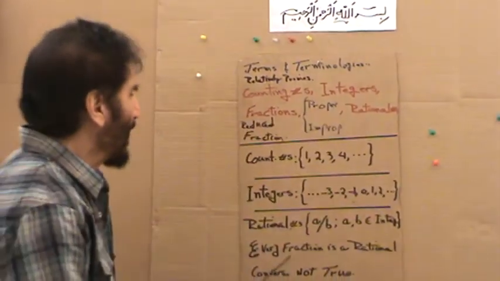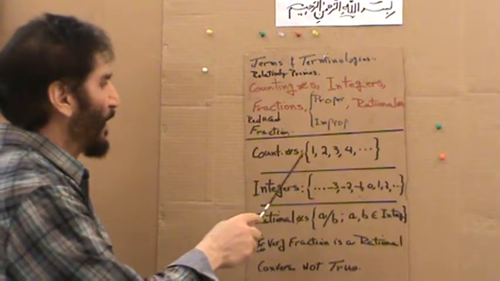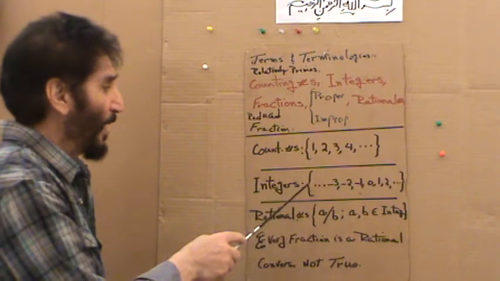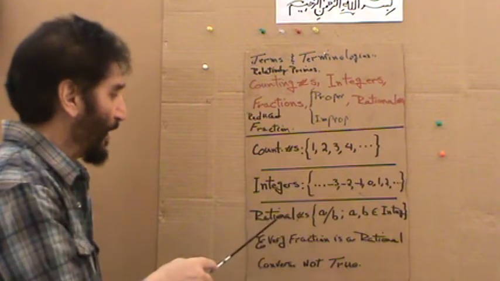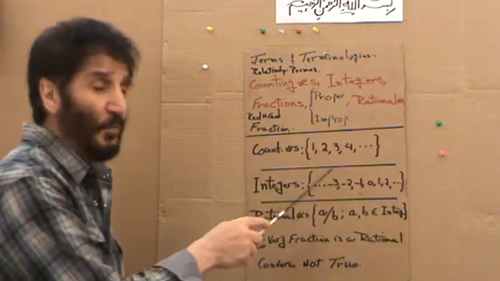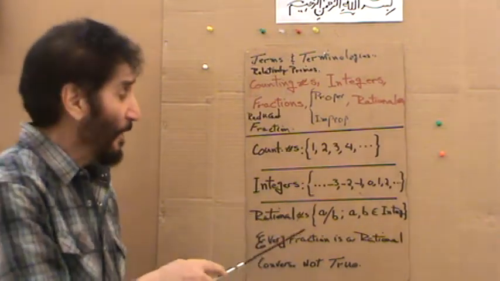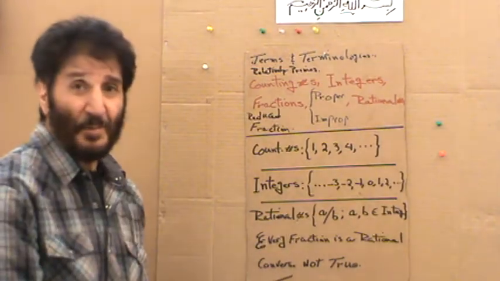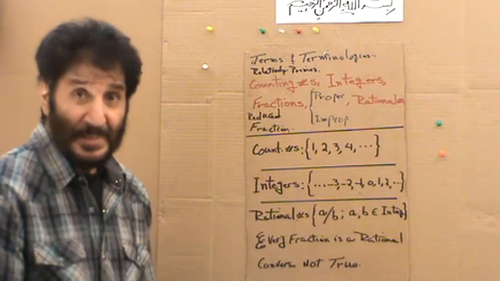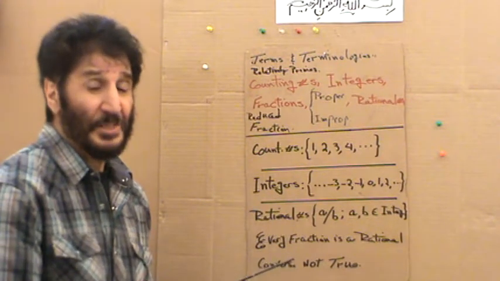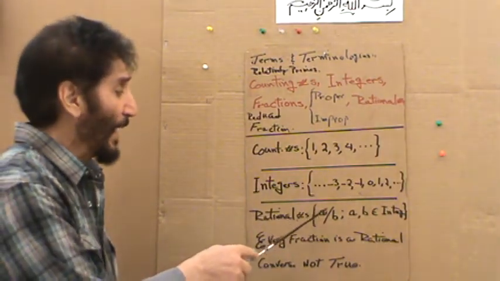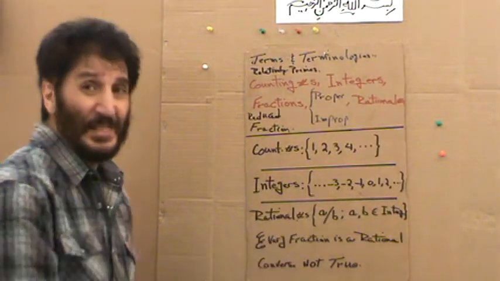The next one is just to make you familiar: counting numbers are positive integers, and the integers you are familiar with again. I don't have to go further. Rational numbers: the difference is that the integers we can put in order, 1, 2, 3, 4. We can no longer do that with rational numbers. That's why we usually use set builder notation, which means the set of all A over B, where A and B are integers.